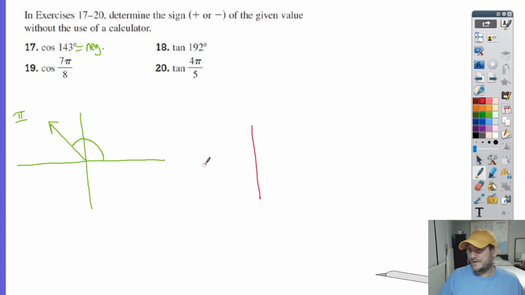Let's do 18 because these are fast. 192, it's more than 90. It's even more than 180, but it's not more than 270. So we're going to be here in quadrant 3. In quadrant 3, everybody's negative, except for tangent and cotangent, and they asked us about tangent, so we'll be positive.